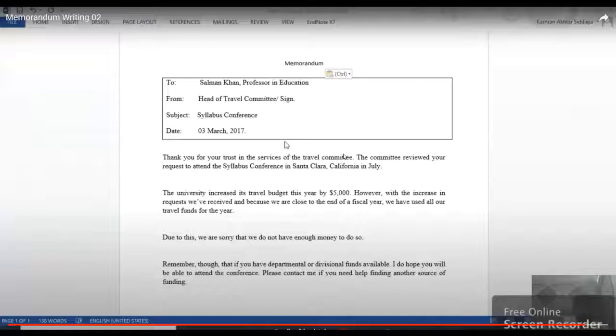Write the word memorandum on top. Okay, first. Secondly, when you are done with it, the second thing is to draw a box like this. Okay, and in the box, the first thing should be to, then one line is space, then from, then one line is space, then subject, then one line is space, and then date.